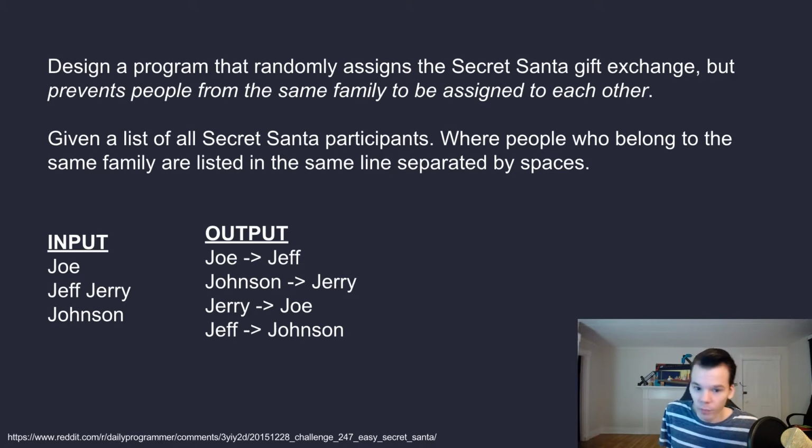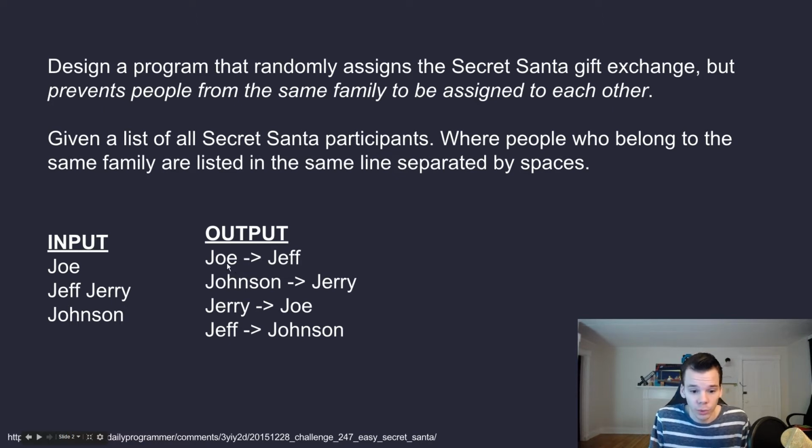So, the way the input was coming in is that we would have lines of a text file. Each line contained a family, or if you don't have a family or you're on your own joining this Secret Santa gift exchange, then you're going to be on a line by yourself. But so you can see my cursor, right? Yep. Joe is by himself, so he can be paired with anybody. Jeff and Jerry are in the same family, so they cannot give gifts to each other. And Johnson is by himself, so he can go.